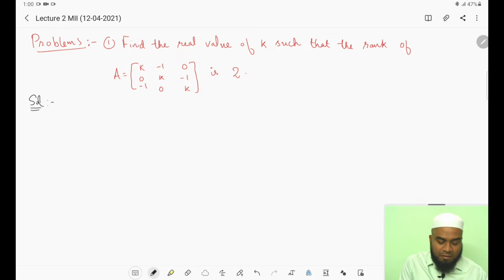Then we have to use the rank of a matrix by using minors. So what is given here? Find the real value of k. We are not asked to find the rank. The rank of this matrix A is already given to be 2. We are asked to find the value of k, which means some entries in this matrix are not given. So what is given, we have to note down first: the rank of A is 2.